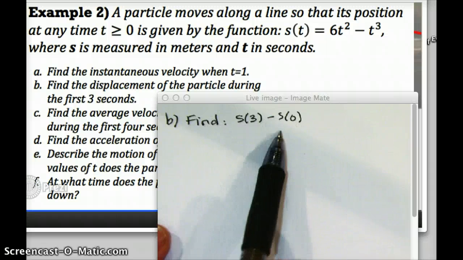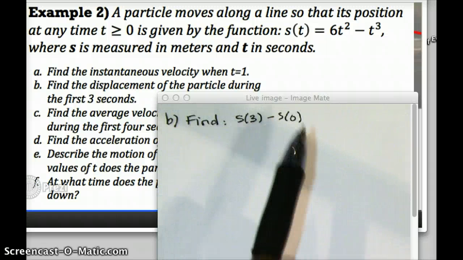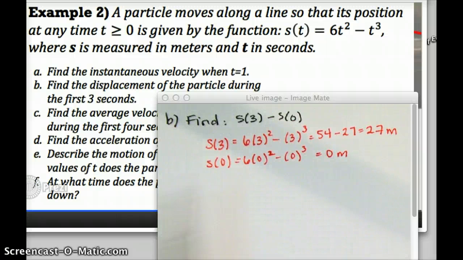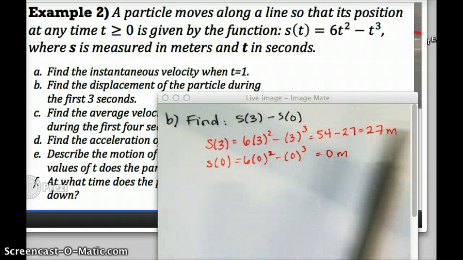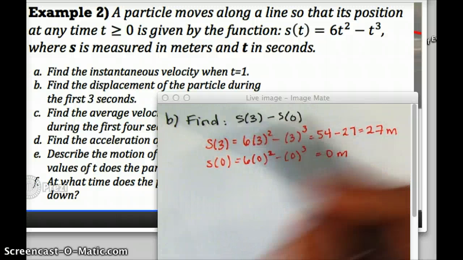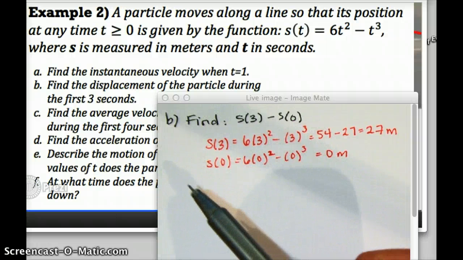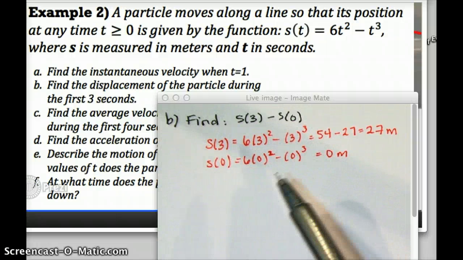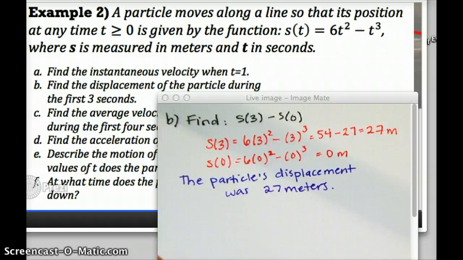Once you set it up that way, the rest is a piece of cake. This just means plug in 3 to the original function. This means plug in 0. So at time 0, the particle was 0 meters away from the starting line. At time 3, it was 27 meters. That means the displacement is 27 minus 0. In this case, the displacement is the same thing as s of 3, but in future cases, for example, if you're finding the displacement from time 2 to time 7, you would need to calculate both, so it's good practice to do that. And we can just summarize our answer just like that.